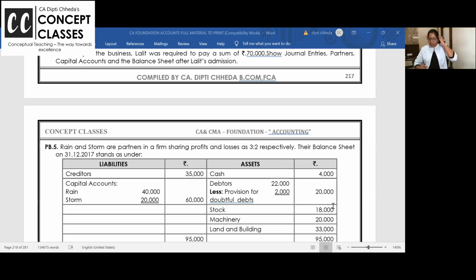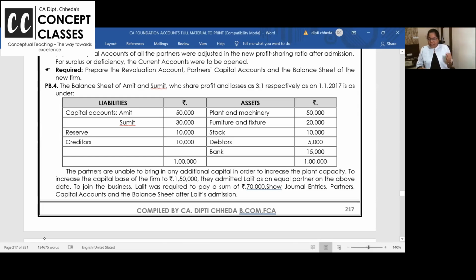Okay. So let us do the fourth problem now. It is very simple. Not many adjustments are there, but something very nice: if you want to keep the capital intact, then even if they don't want, either they should withdraw the extra cash or put it in the current account. Nice problem. The balance sheet of Amit and Sumit is given, and the partners are unable to bring additional capital in order to increase plant capacity, to increase the capital base to 150. What is the capital base right now?